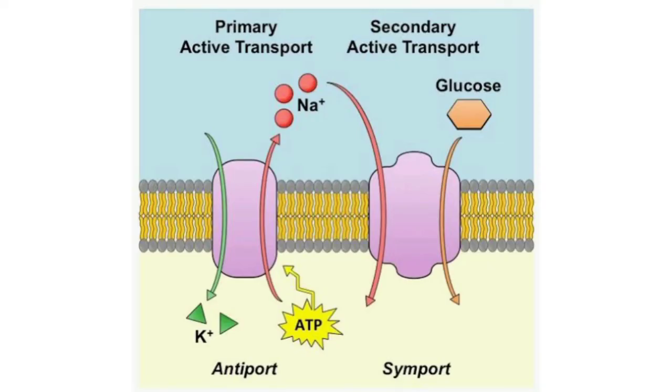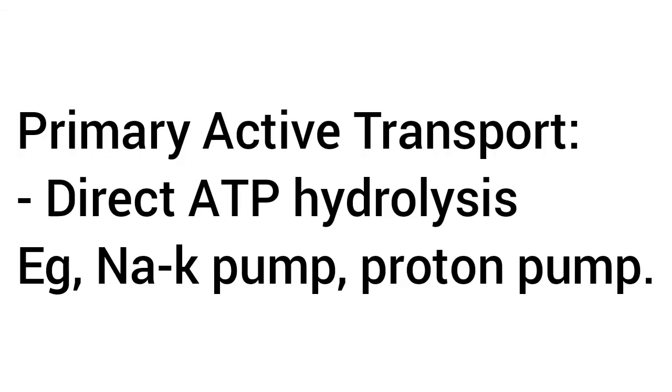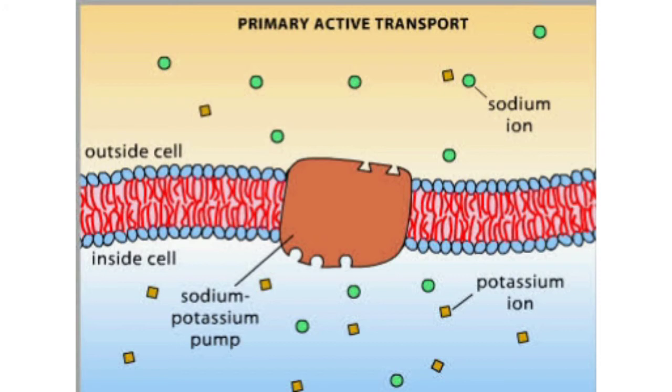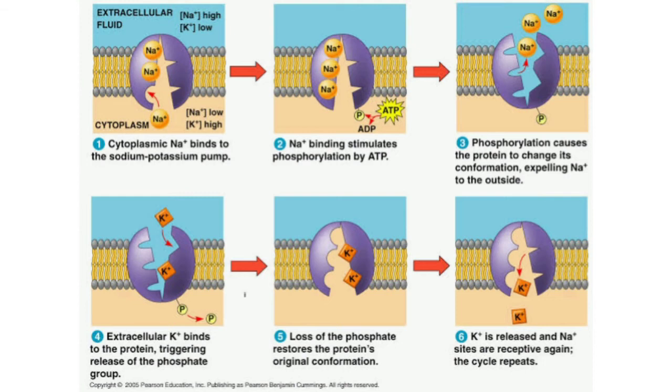Now we'll see primary active transport. This requires direct ATP hydrolysis. We get energy through this, and the examples are sodium potassium ATPase, which is present in all cells, and proton pump, which is present in gastric parietal cells. We'll take the example of the sodium potassium ATPase pump. In this carrier protein, intracellularly there are 3 sodium attached to it, and extracellularly there are 2 potassium attached to it. When the ATP is hydrolyzed, the energy released makes a conformational change in the carrier protein, and finally the ions are distributed to the cellular compartments.